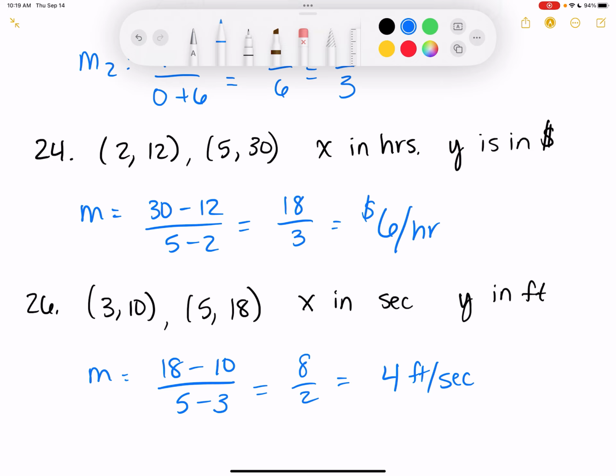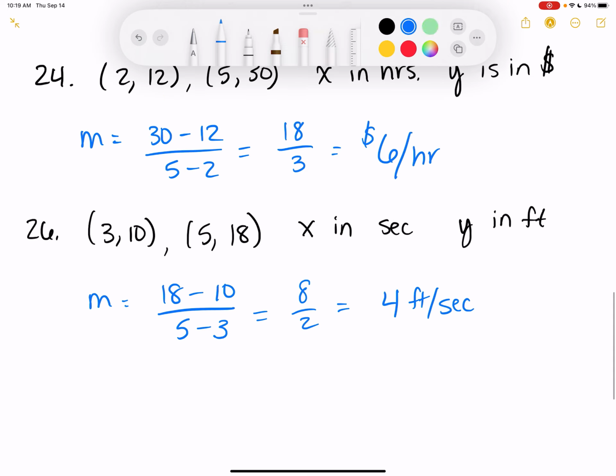Any questions? Good on all that? Cool. I know this chapter is still kind of review, so. 3, 5, 11, 13, 21, and 25.